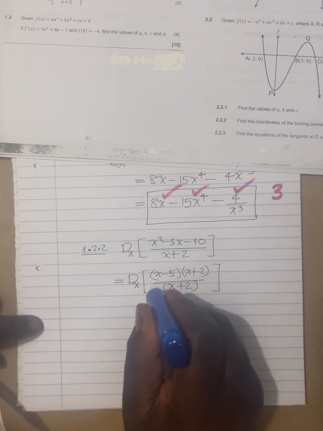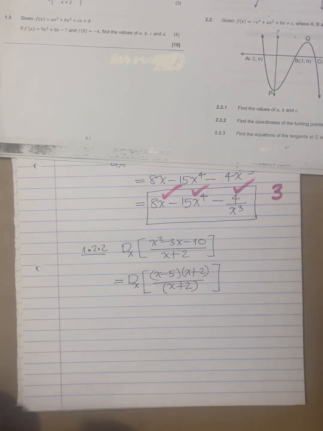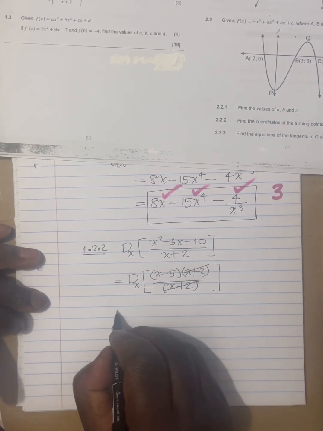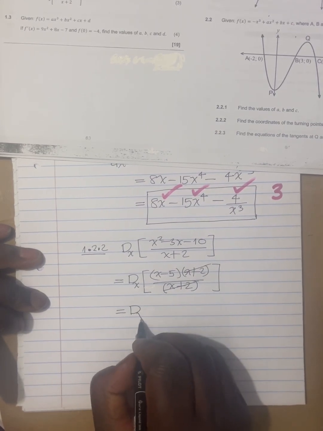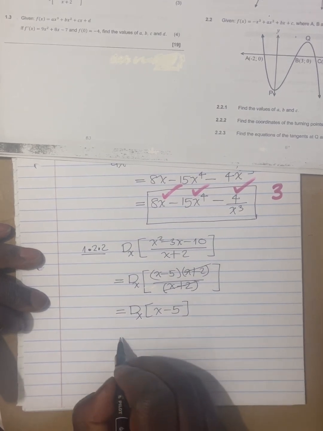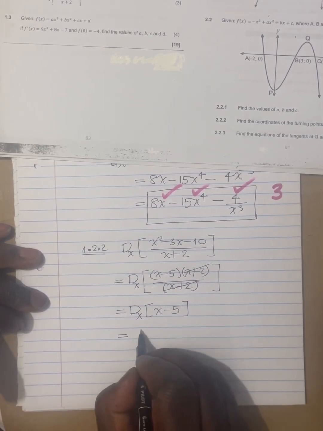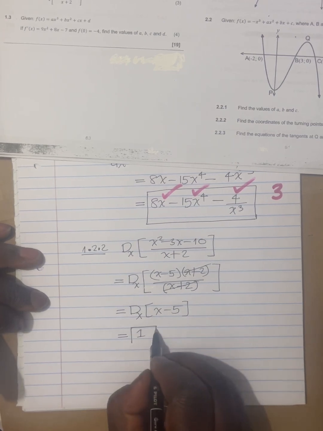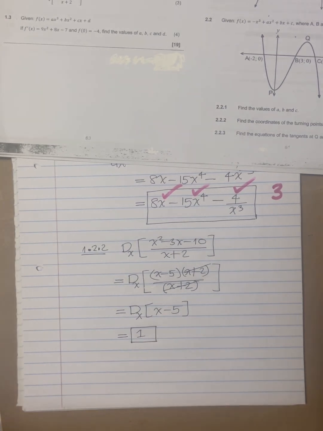Performing the cancellation there, we have this term cancelling that term, and our final but one step, this is what we have: x minus 5. And so the derivative of x is 1 and the derivative of minus 5 is 0, because the derivative of a constant is 0. So this would be your final solution.